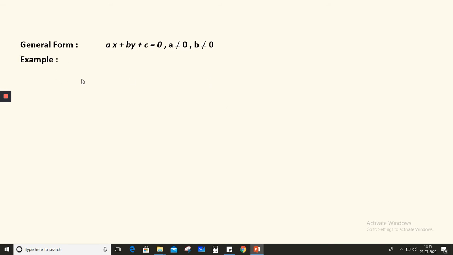An example, 2x minus 6y plus 5 is equal to 0. When we compare these coefficients with that of the general form, we get a equal to 2, b equal to minus 6, and c is equal to 5.